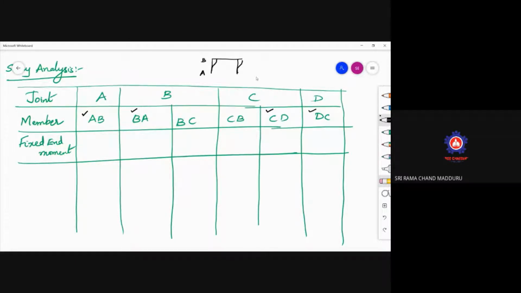Remember this point. That means here we are considering column moments. So here we have to assume the fixed end moments. First of all, we have done the non-sway moments. Here in this one, we need to assume fixed end moment values. How do we assume these fixed end moment values? Just let me explain you here.